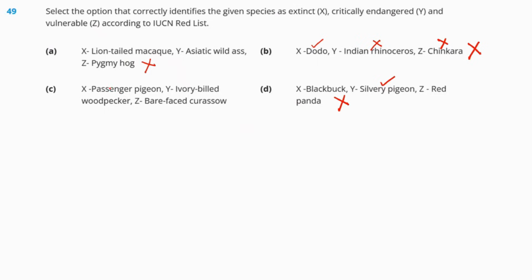Coming to option C, passenger pigeon, this is extinct. Ivory-billed woodpecker, this is critically endangered. And bare-faced curassow, this is vulnerable. So our correct answer is option number C.